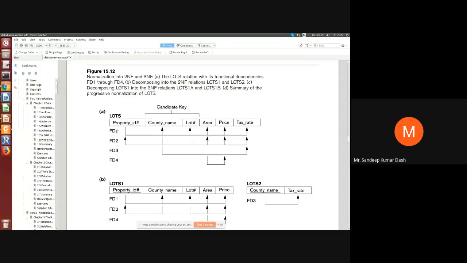What happened? No one is responding. Full functional. Full functional. How? Because all the attributes depend only on property ID, which is a key. This is a primary key and there is a single attribute here. You cannot divide this further.